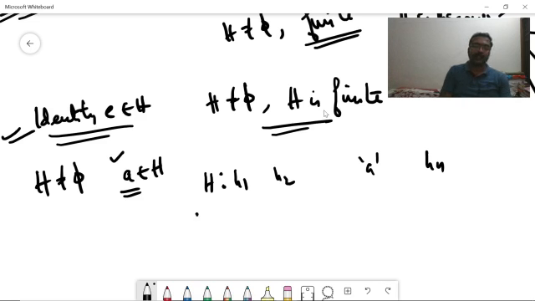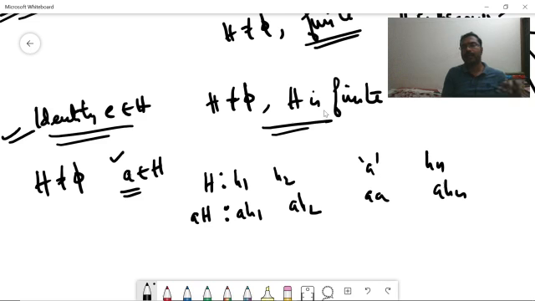So what will I get? I will get the set aH. Now what is the property of aH? aH is nothing but ah1, ah2, and so on, including aa, and also ahn. So I am multiplying each and every element of H with this a. So we are considering the set aH, which is nothing but a·h where h is an element of H.